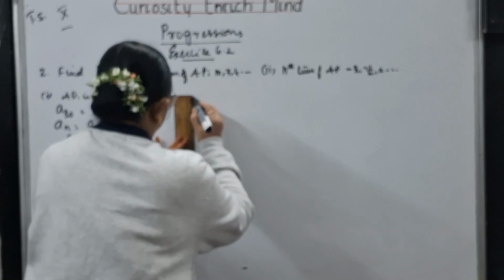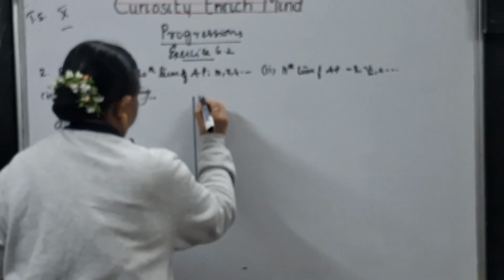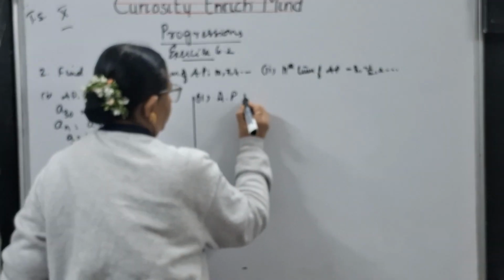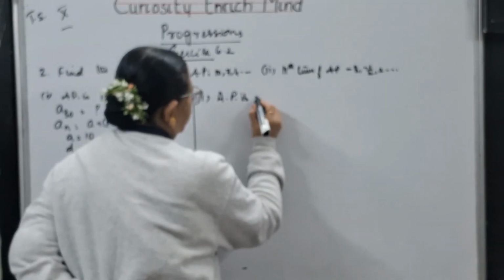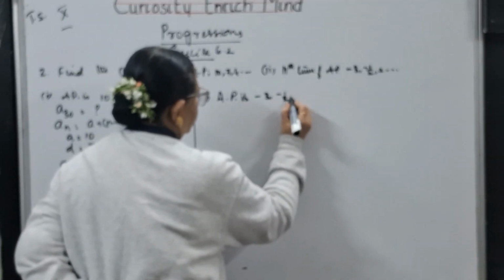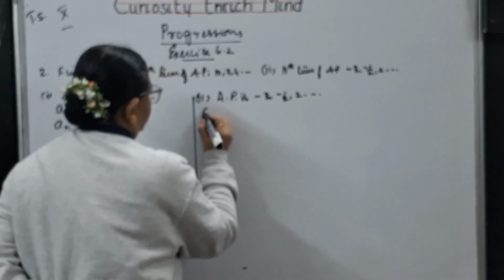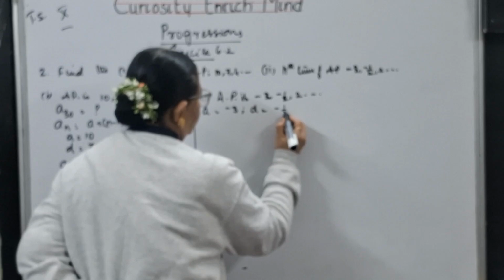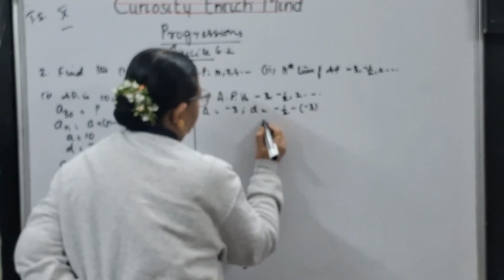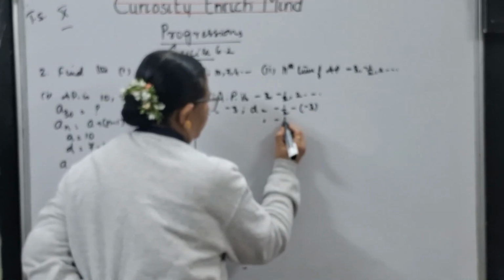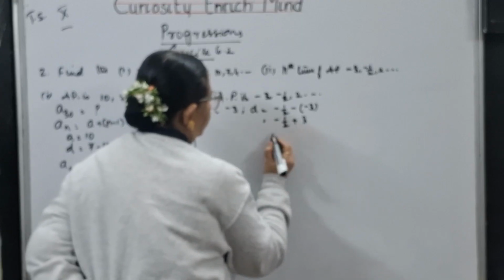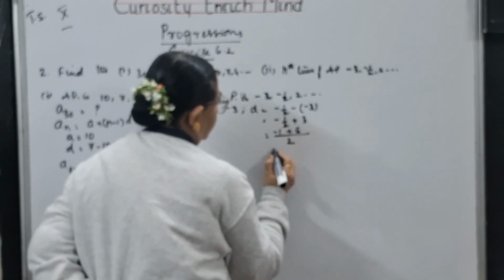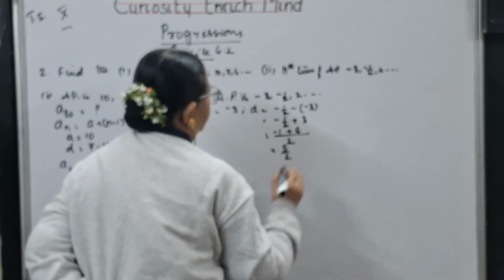Now, let us go to the second bit. What is the AP? Minus 3, minus 1 by 2, 2, and so on. That means here A is minus 3, and d is minus 1 by 2 minus of minus 3. Please be careful with the signs, children. Minus 1 by 2 plus 3. So take LCM, minus 1 plus 6, that is 5 by 2.